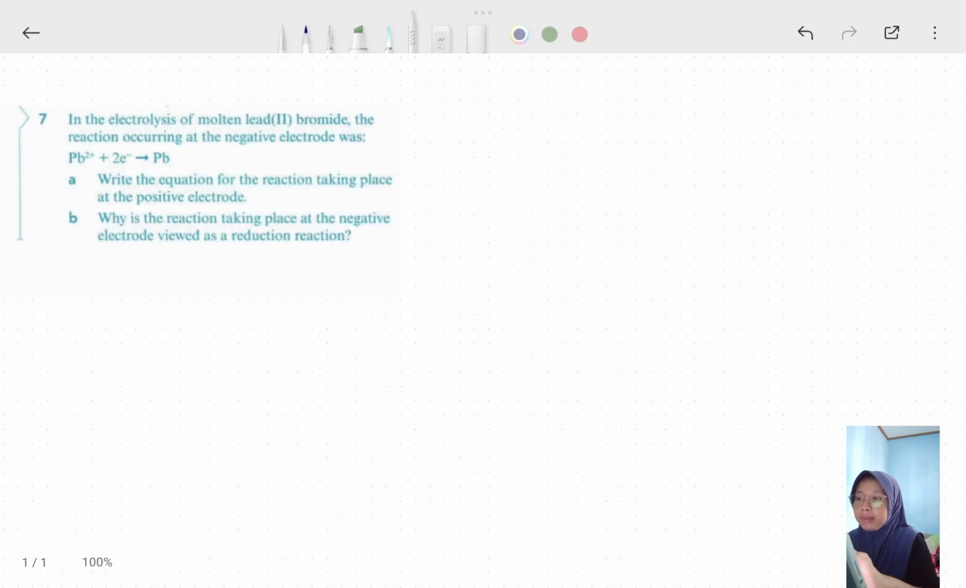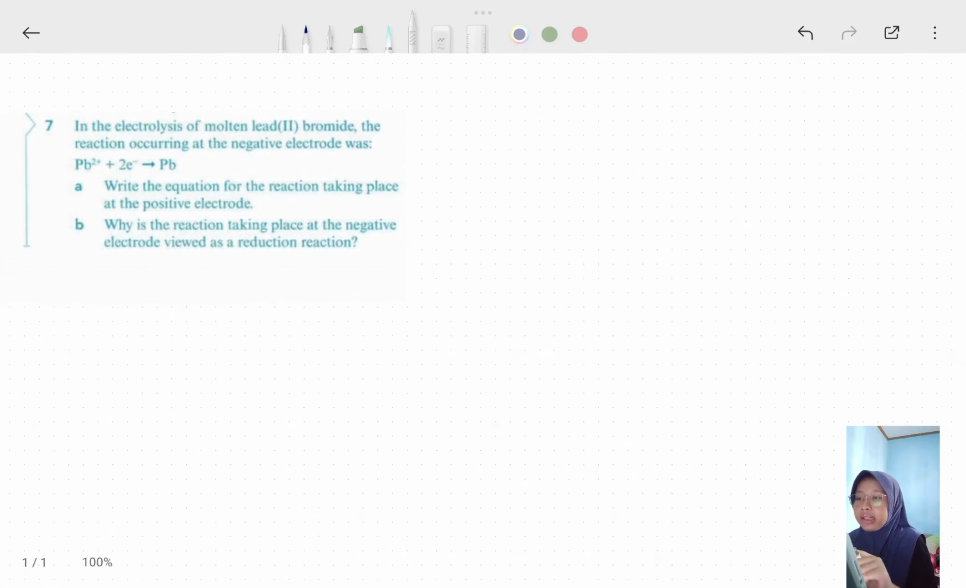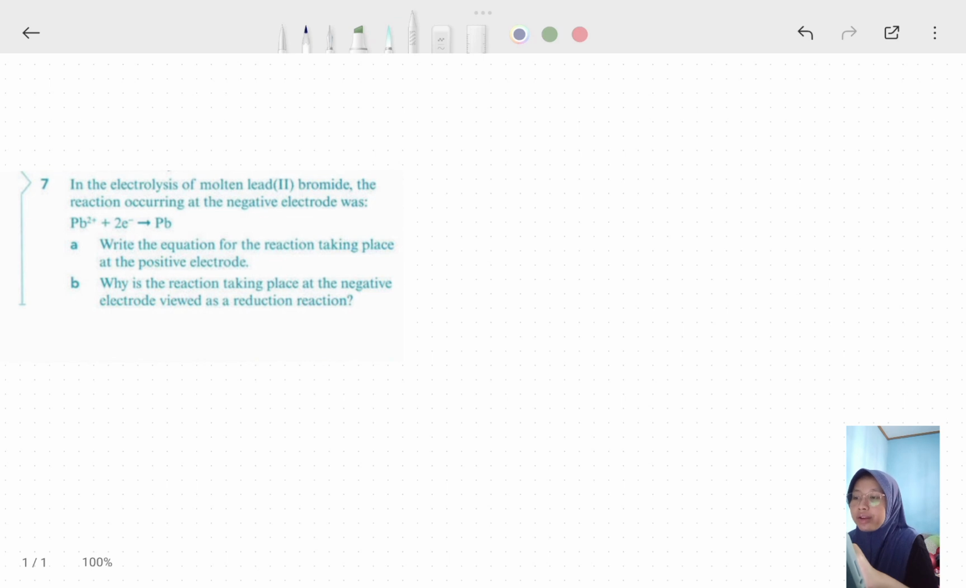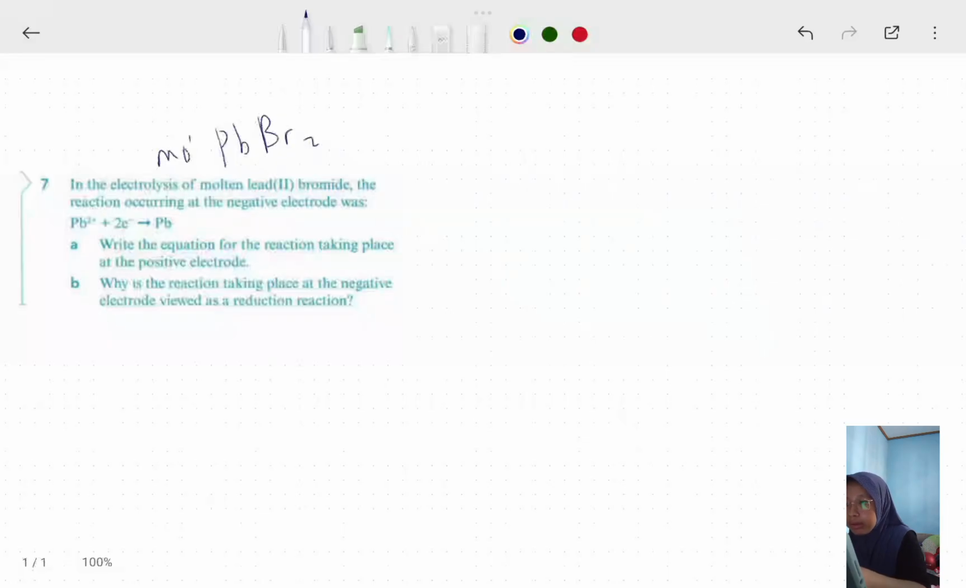The first step to begin to answer this question is breaking down each piece of information given in the question. The first information given is molten lead(II) bromide. Remember that the electrolyte used in this reaction is molten lead(II) bromide. I will write it down directly: PbBr2, molten PbBr2.